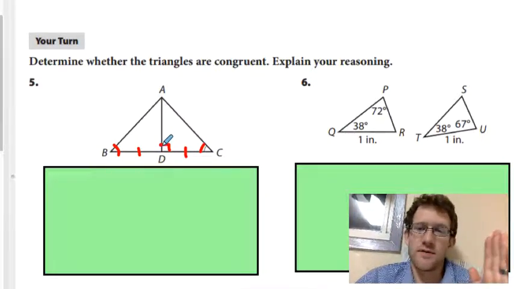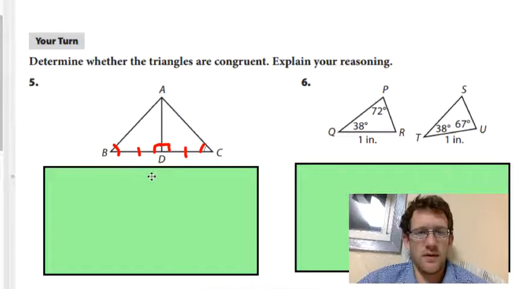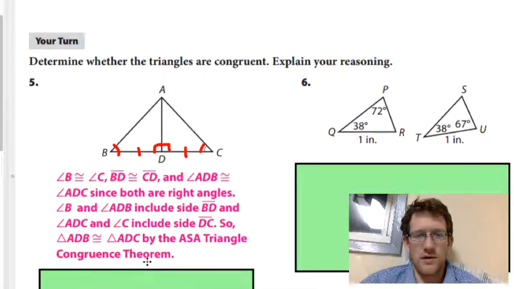is also notation for perpendicular lines. So since BC looks like a straight line, it is a straight line. AD is perpendicular, therefore it's going to be a 90-degree angle on both sides. We can figure all that out just from the image, and then we can use angle-side-angle to figure out that these two triangles are congruent.